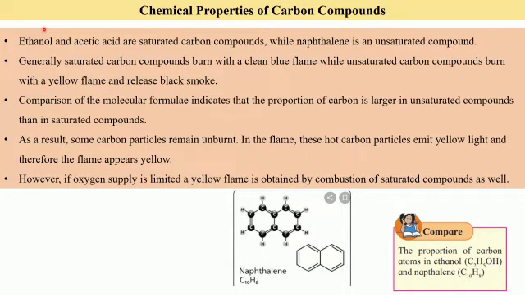After reading the activity, we come to the conclusion that ethanol and acetic acid are saturated carbon compounds, while naphthalene is an unsaturated compound. Ethanol and acetic acid, which are carbon compounds, do not have a carbon-carbon double bond or triple bond in them. Hence, they are saturated. While naphthalene is an unsaturated compound.